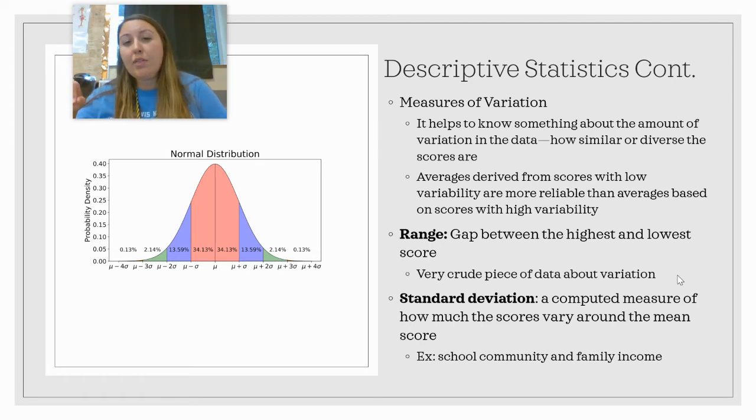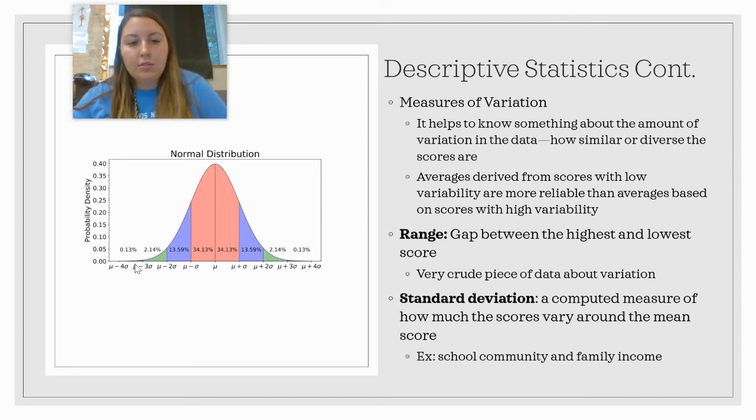Then a more sophisticated method, which psychologists and researchers use, is called the standard deviation. And this is basically a measure of how much the scores vary around the mean score. So, for example, at our school, which has a higher socioeconomic status than a lot of other schools in our district, the standard deviation for income would likely be smaller than at a school who has a lot of variability in the income of their families. So that would mean that we would have a smaller standard deviation than a school that has more variation.